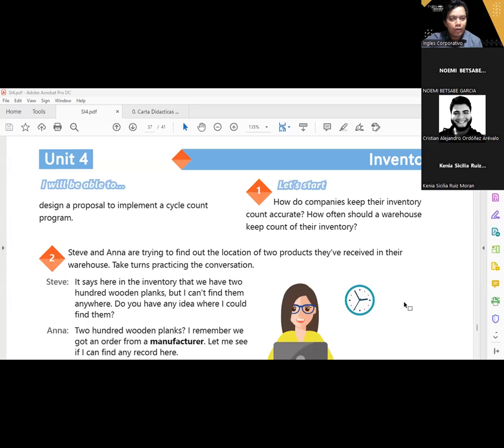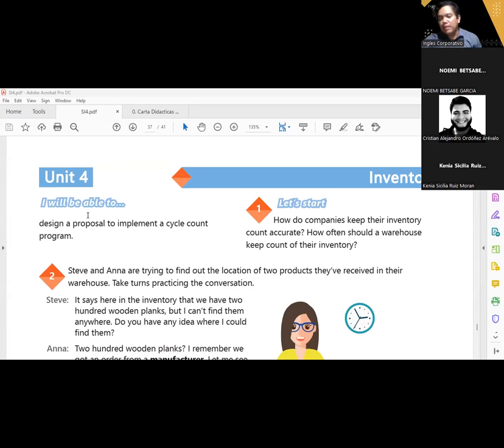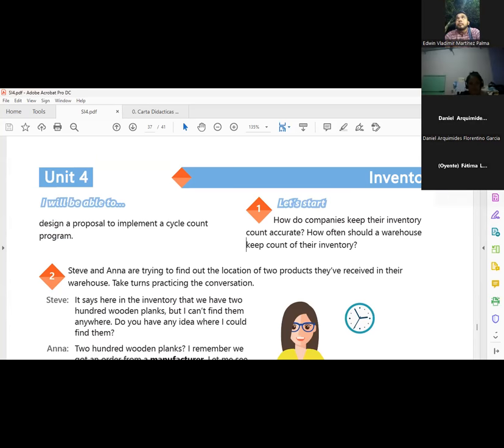All right, guys, it's this one over here. So I got it here. Okay, and as I said, guys, we're going to be discussing how to design a proposal to implement a cycle count program, right? So that's going to be the whole class focus tonight.